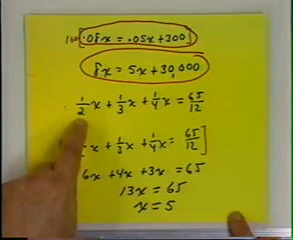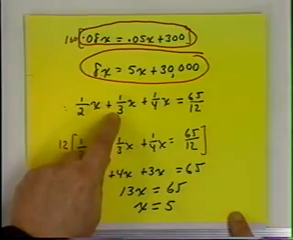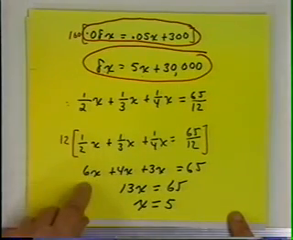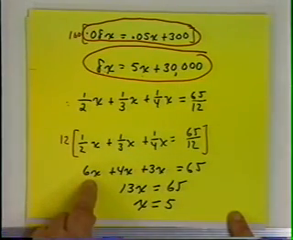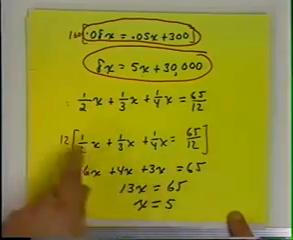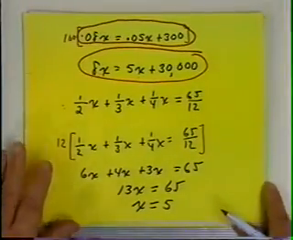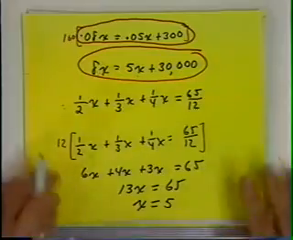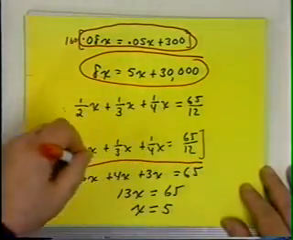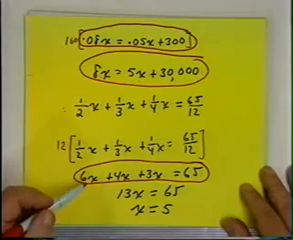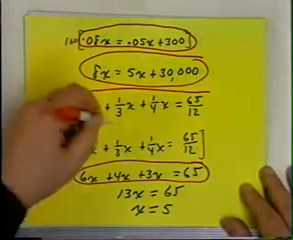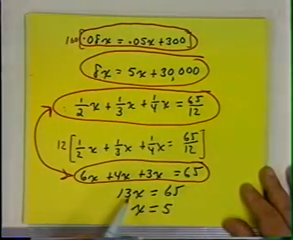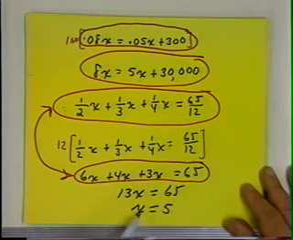The 12 multiplies the 1/2 to give me 6. The 12 multiplies 1/3 to give me 4. The 12 multiplies 1/4 to give me 3. In other words, by multiplying both sides by 12, I get 6x plus 4x plus 3x, and the 12 multiplies the 65 over 12 to give me 65. And what do I wind up with? 6x plus 4x plus 3x equals 65. What's interesting is this problem here is equivalent to this problem over here, but the difference is there are no fractions in this problem. This just says 13x is equal to 65, so x is 5.